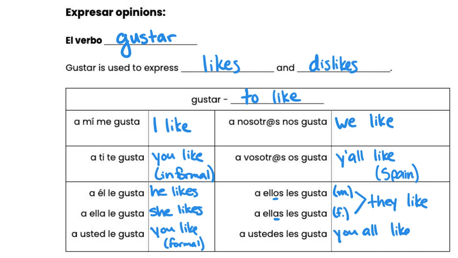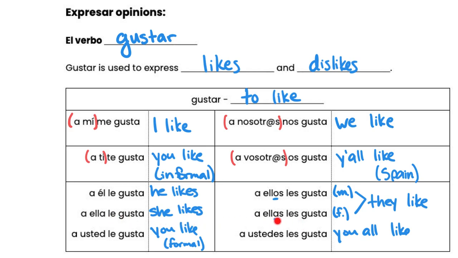So for the first 2 rows, the first 2 words are optional. So the a mí, go ahead and mark in parentheses because that's optional. A mí me gusta, good, fine. Me gusta, also good. Same thing with a ti te gusta. The a ti is optional. A nosotros, also optional. And a vosotros, also optional. So if I'm trying to say we like, I can either say a nosotros nos gusta, or I could just say nos gusta.